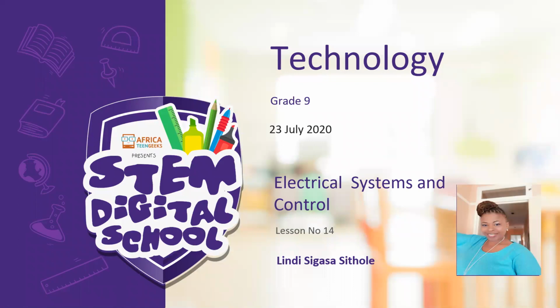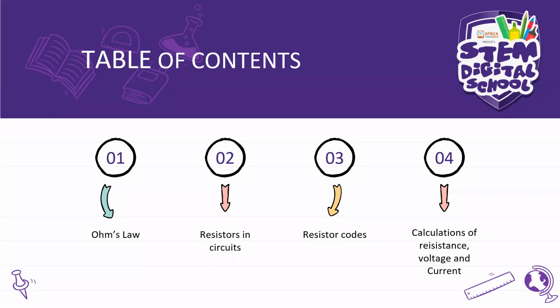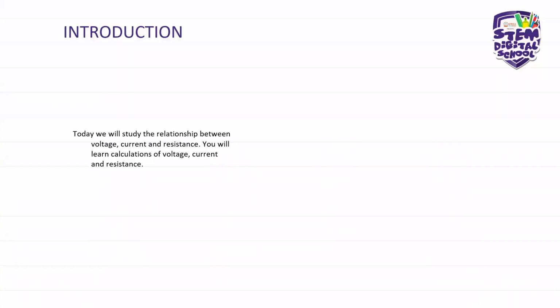Okay, let's see what we have today. Today we are doing Ohm's law, resistors and circuits, resistor codes, calculations of resistance, voltage, and current. So we'll be doing a lot of those calculations, right? And we're looking at the relationship between voltage, current, and resistance.